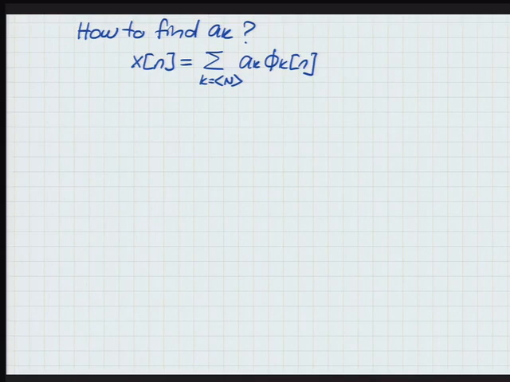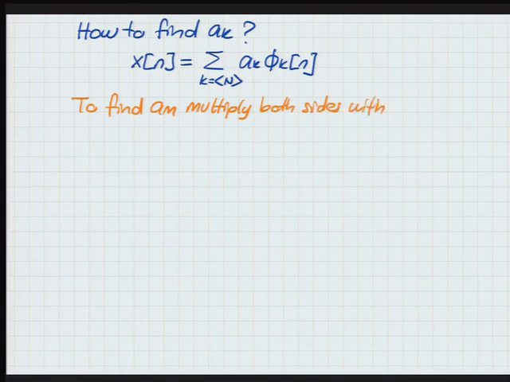The idea is simple. To find a sub m, a particular value of a, multiply both sides of this expression with phi negative m of n and sum over one period.